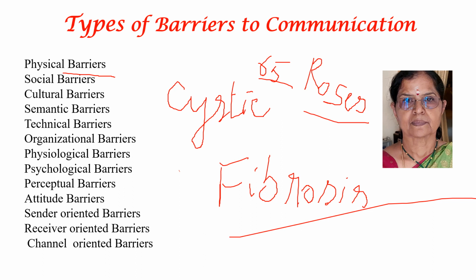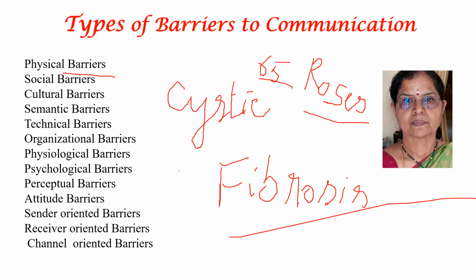And now the next type of barrier is social barrier, where again we discussed the social status of the people involved in the communication. This may refer to social status, or gender, or age, because the communication is happening between people of different ages. There is always a chance to misunderstand the communication, and the income groups, social class, position.